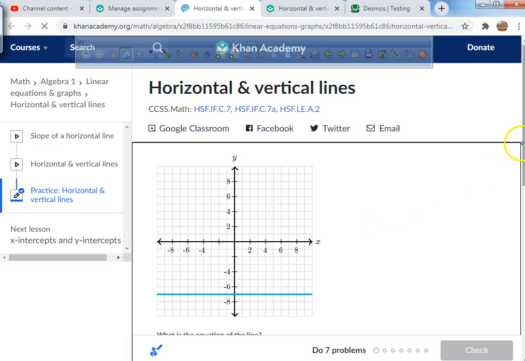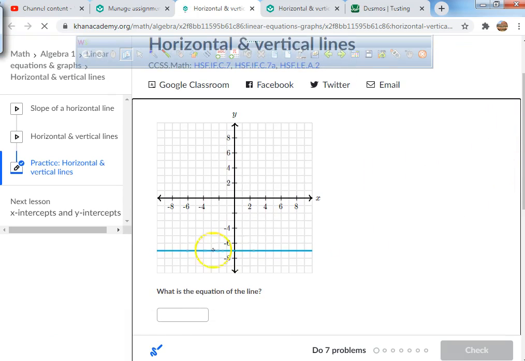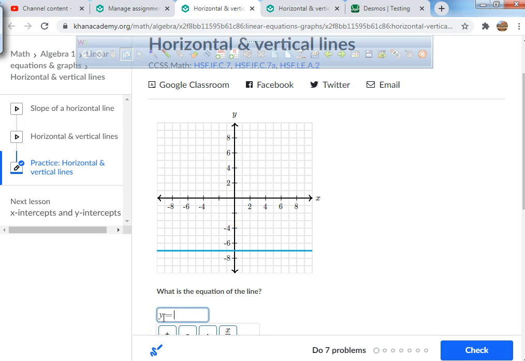Okay. What does this say? It says, what is the equation of the line? Well, literally, it's right there. It hits the y-axis at -7. So this line is y equals -7. So all I got to do is just type in y equals -7.